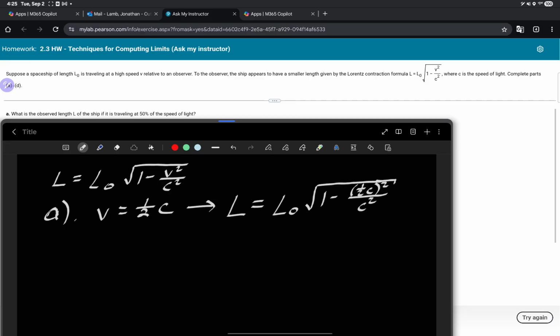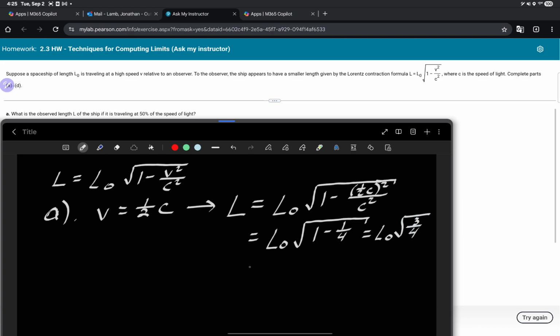Now, whenever I'm simplifying this out, this is going to give me L sub 0 on the square root. And inside of this, the c squared over c squared would cancel out, but I'll be left with 1 minus 1/2 squared. Well, 1/2 squared is 1/4. So I'll have the square root of 1 minus 1/4. That's going to end up being the square root of 3/4, because it's 4/4 minus 1/4. I would say that this is equal to L sub 0 times the square root of 3/4.